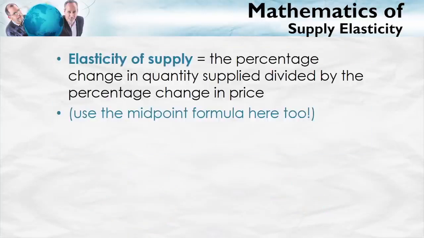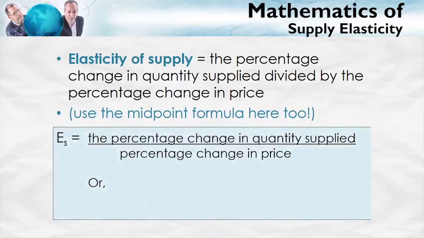The elasticity of supply is defined as the percentage change in the quantity supplied divided by the percentage change in the price. So that's exactly the same as for the elasticity of demand, with the exception being that instead of talking about the quantity demanded, we're talking about the quantity supplied. In mathematical notation, the elasticity of supply is the percentage change (delta) in quantity supplied divided by the percentage change in the price.